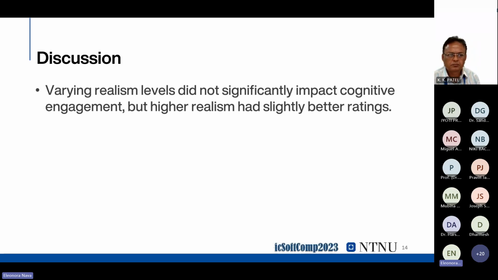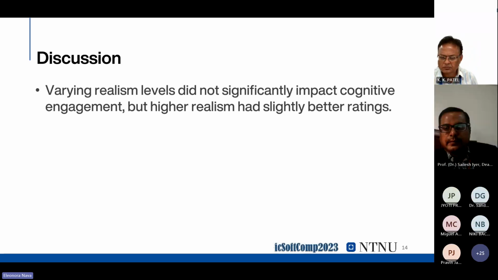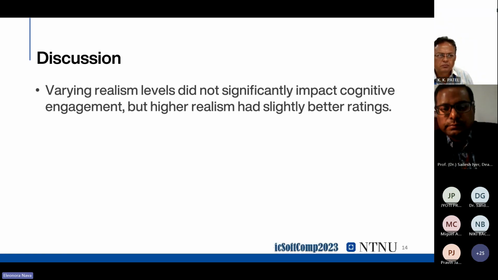Overall, what has been found is that on the level of cognitive engagement, as the low and high realism scenarios were carefully designed in detail, the impact is not as significant. The high realism scenario had just slightly better ratings than the low one.